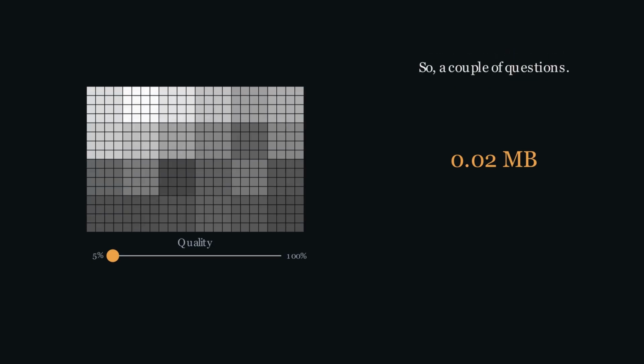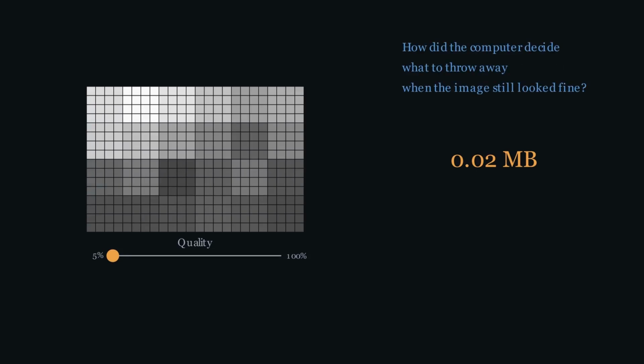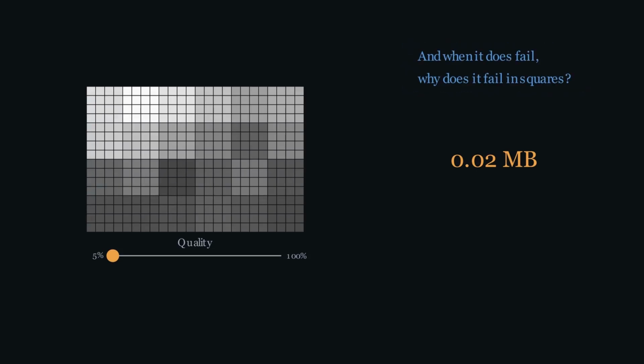So, a couple of questions. How did the computer decide what to throw away when the image still looked fine? And when it does fail, why does it fail in squares, of all the shapes? The answer to both is the same idea, and it's a pretty one. Let's build it up. Okay, to start, we need to agree on what an image actually is.